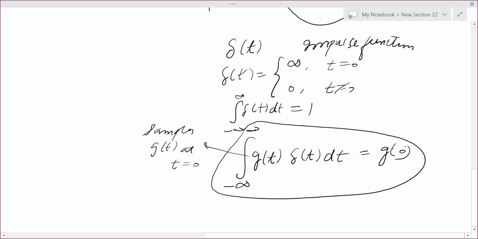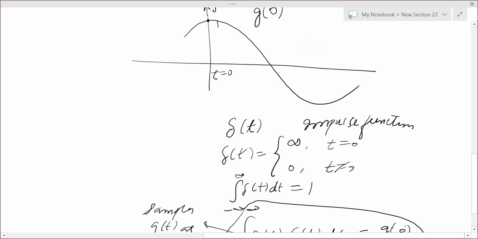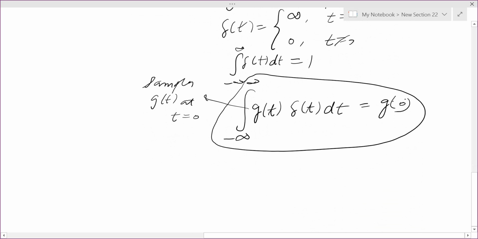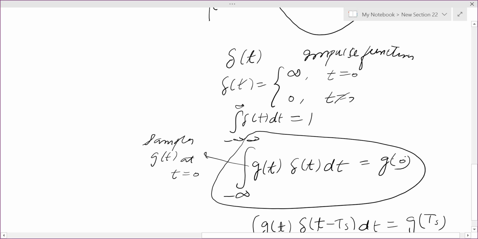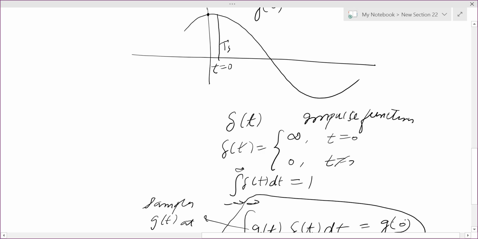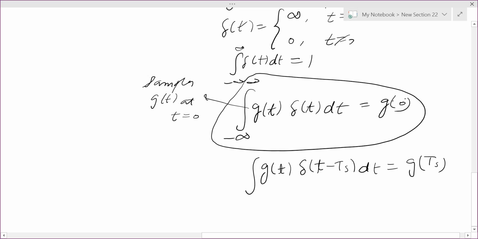Now suppose you want a sample at this time interval, suppose ts. So what should you do? You should do the integral of g of t delta of t minus ts dt. You will get g of ts. Now this way you took one sample. Now what if I would like to take another sample at 2ts? So what will you do?